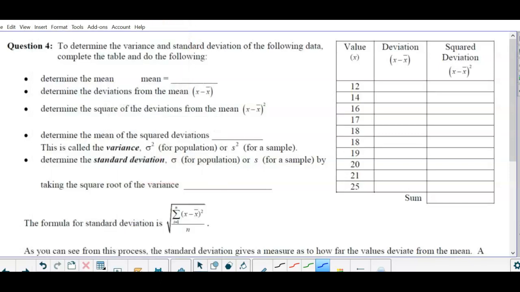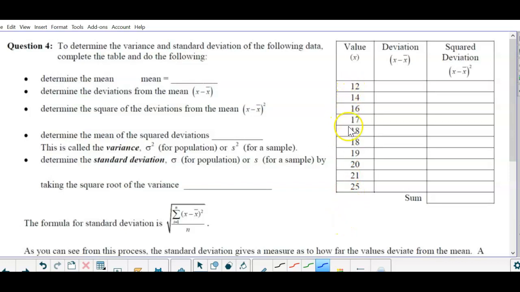Okay. All right, so in science, if you haven't talked about standard deviation and variance already, you probably will. They might make you do some by hand. I'm not really sure, but it's a good idea to do it one time and then use your calculator. So that's what we're doing. So determine the variance and standard deviation of the following data. Complete the table. So determine the mean. All right, so this data is 12, 14, etc. So you can add all those up and divide by however many there are.